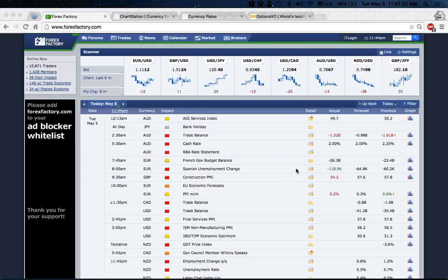We also see unemployment change for the Spanish side on the euro, high impact announcement there, very positive result. So we see less unemployment in Spain. This is good for the euro. It's going to improve the euro. We saw a little bit of that this morning. We also see construction PMI for the pound coming in negative at 54.2, so pound's going to be hurting.